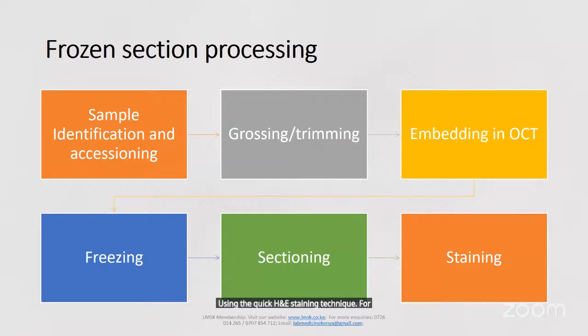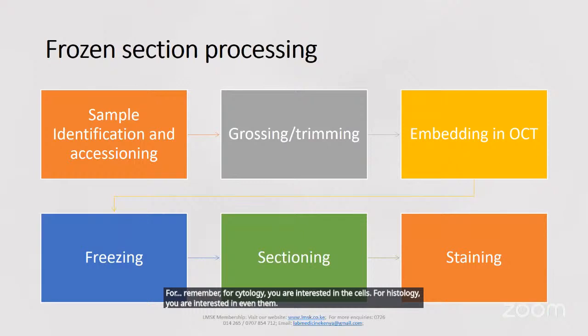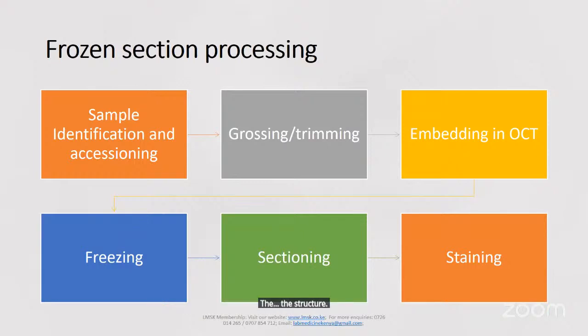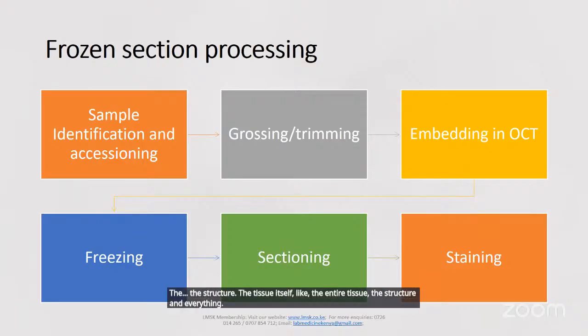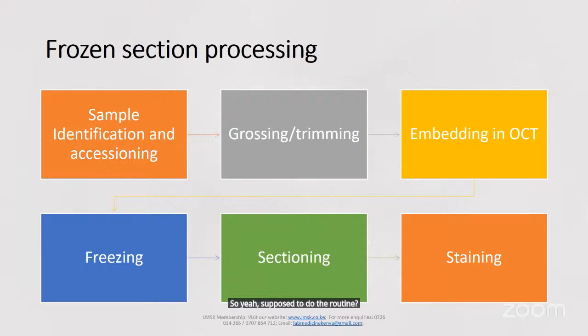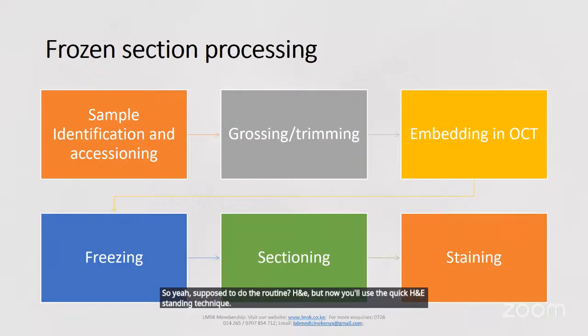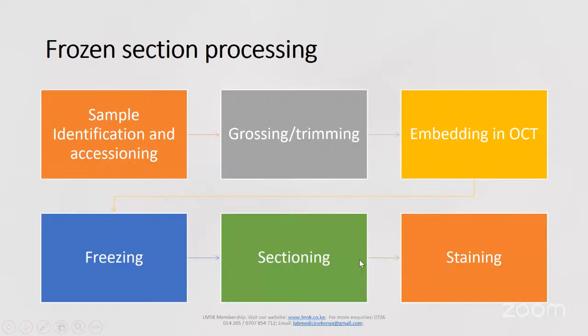For frozen section, the quick H&E staining technique is preferred. Remember, for cytology, you are interested in the cells. For histology, you are interested in even the structure, the tissue itself, like the entire tissue, the structure and everything. So you are supposed to do the routine H&E, but now you'll use the quick H&E staining technique. You section, then you stain.